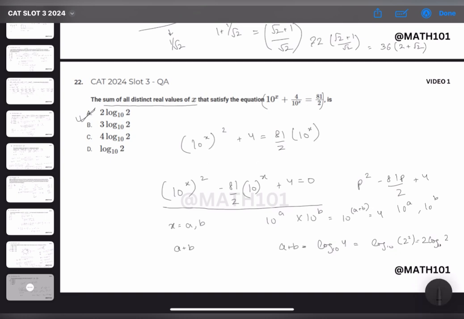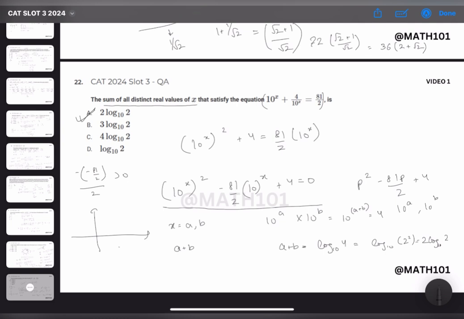Now also we'll have to check if both the solutions of x which come are indeed real. For that we will see if the roots are both positive. So this is an upward opening parabola. Its minimum would be at minus b by 2a. So that is minus of minus 81 by 2 upon 2 into 1, which is greater than 0. So its minimum is somewhere greater than 0.